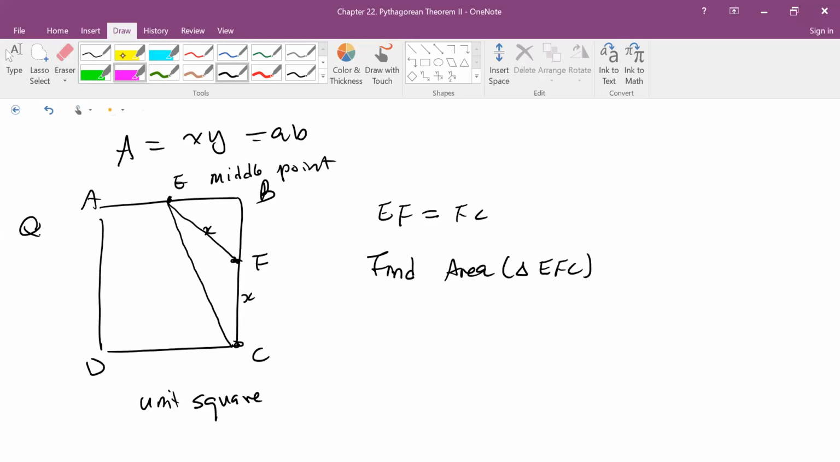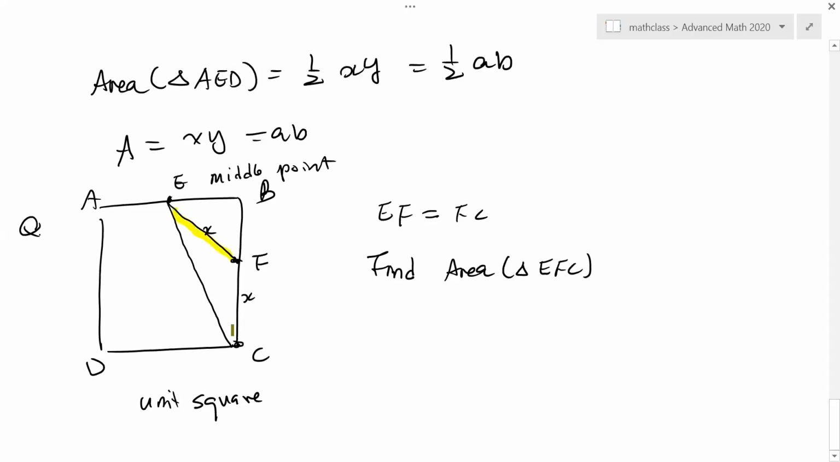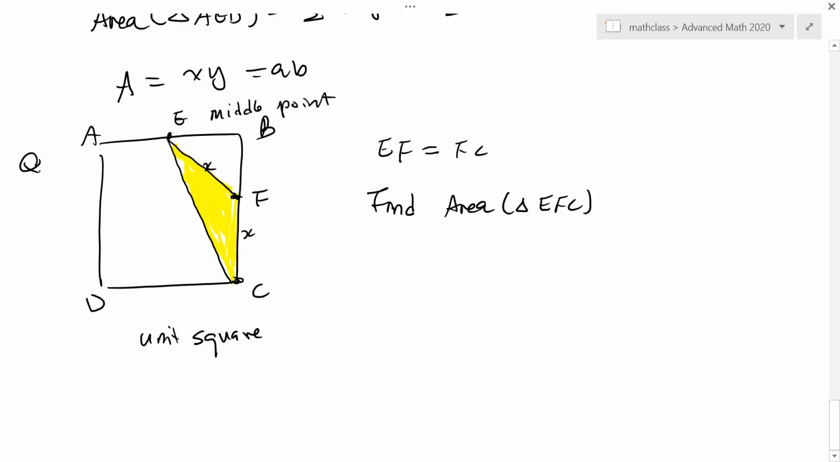Now I can assume that this is a rectangle. It's the same. As long as you know the idea, you can always get the answer. So I changed the unit square to a rectangle with edge lengths A and B. So you should be able to determine the area.